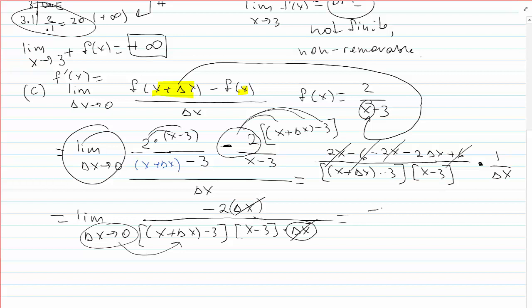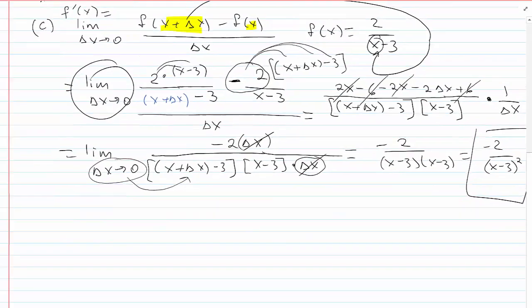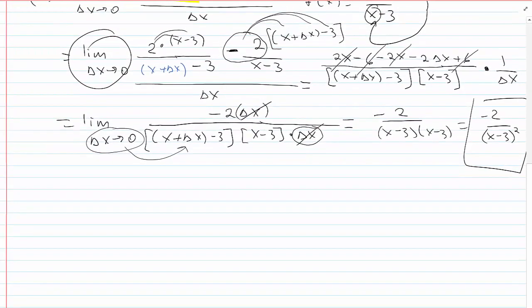Okay, so you get negative 2, and here you have x minus 3 multiplied by another x minus 3, which gives us negative 2 over x minus 3, the whole thing, not the whole thing, but the denominator squared. Alrighty, so that's our result. It was quite complex. You should go over other ones that we have done in class as well as in the quizzes that concern that.